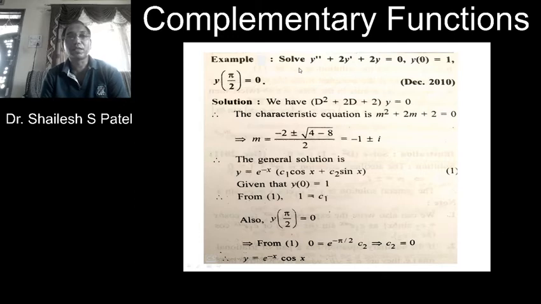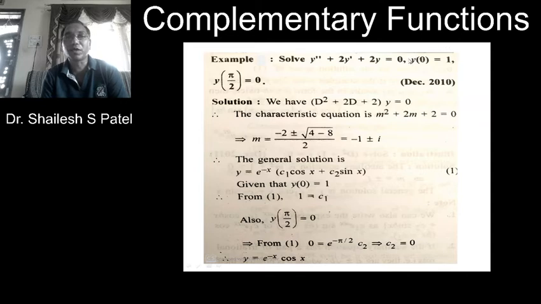Solve y double dash plus 2y dash plus 2y equal to 0. See here, the equation is written in terms of y instead of capital D. No problem, because we can easily write this in capital D form. So here we have written this as (D squared plus 2D plus 2) operating on y equal to 0.